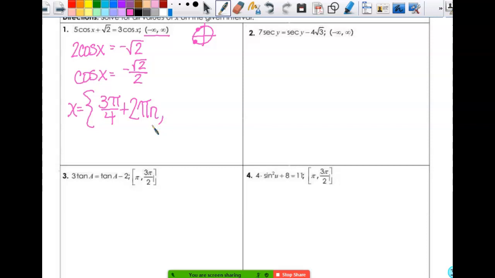Then I also need my third quadrant, pi/4 angle, which is 5 pi/4, yes. Then that's plus 2 pi n as well. And those are my answers.